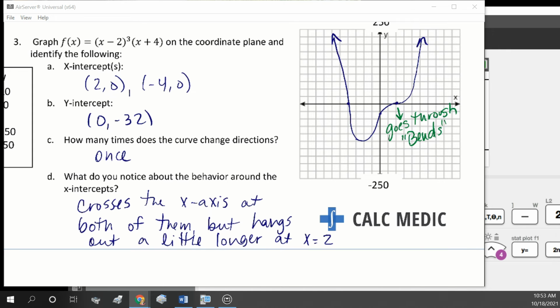And so, do you guys remember what the cubic parent function looked like? It kind of looks like this right here without being wobbly like that. So whenever it's a factor being cubed or multiplied by itself 3 times, at the x-axis, it kind of acts like a cubic.